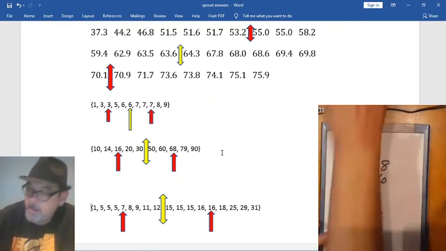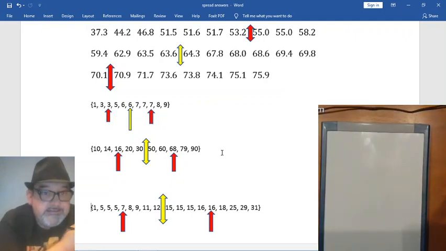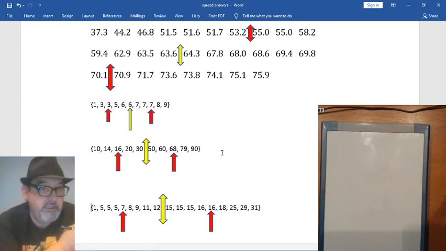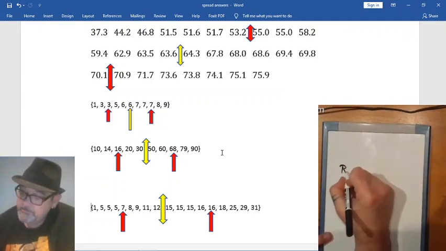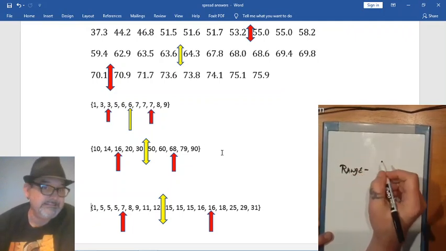Okay. The next set of numbers, we had 10 numbers. So first, let's look at the range. Well, our lowest data point is 10, and our highest data point is 90.